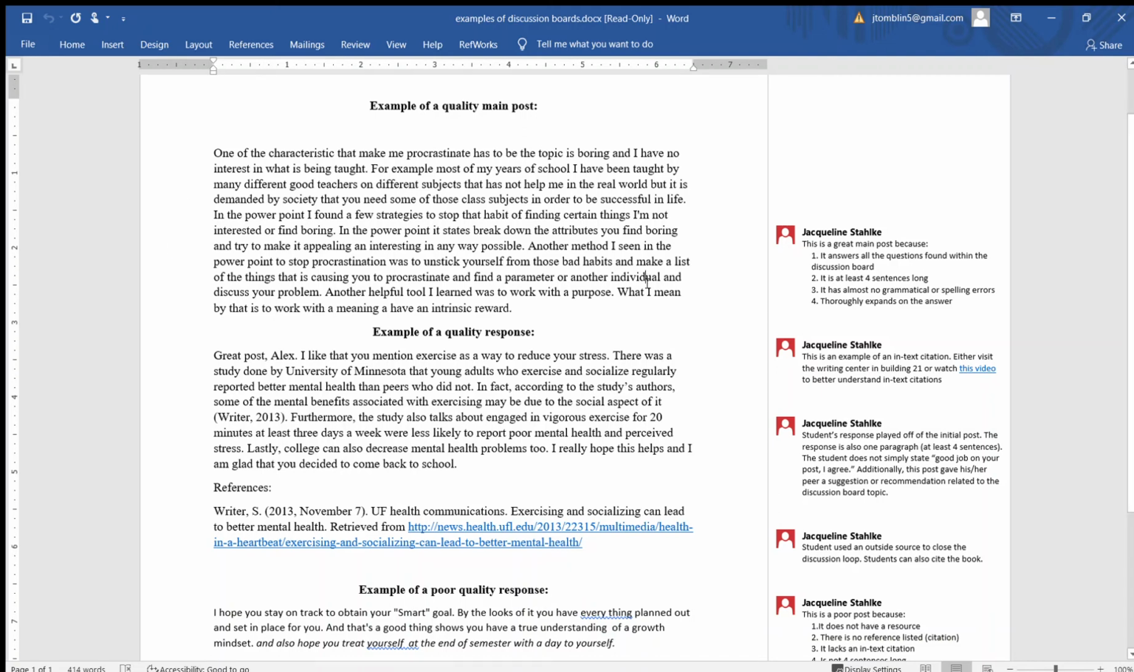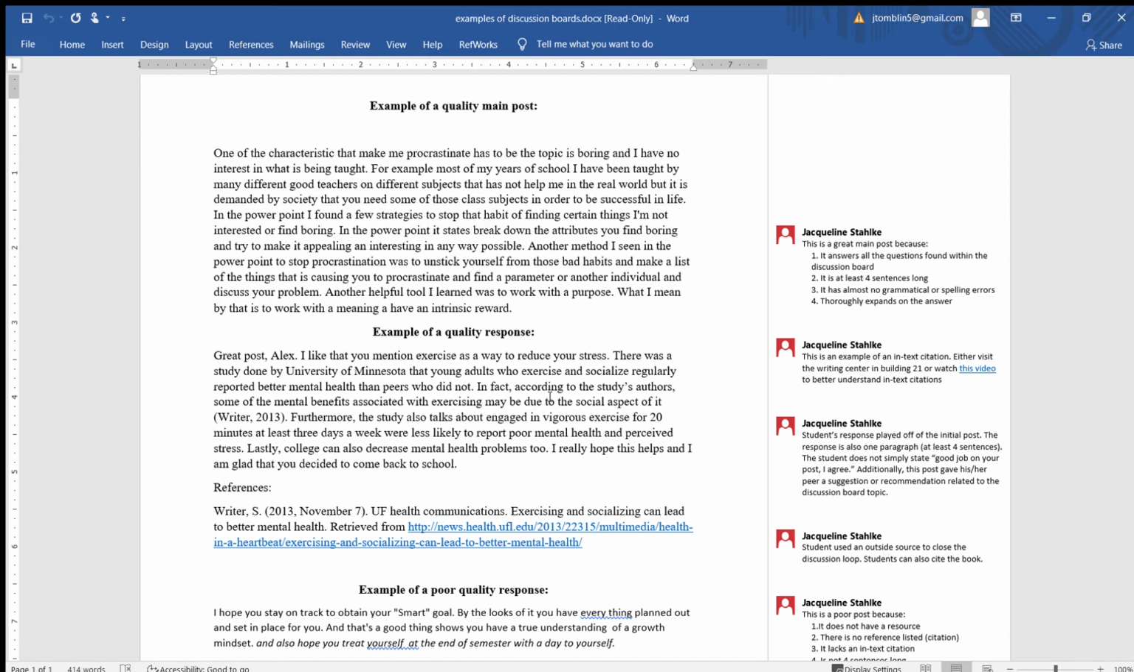Hey everyone, we're going to go over examples of good quality and bad quality discussion board posts. So let's get started. You can see here I have highlighted an example of a good quality main post. Remember that these are always due on Wednesday.